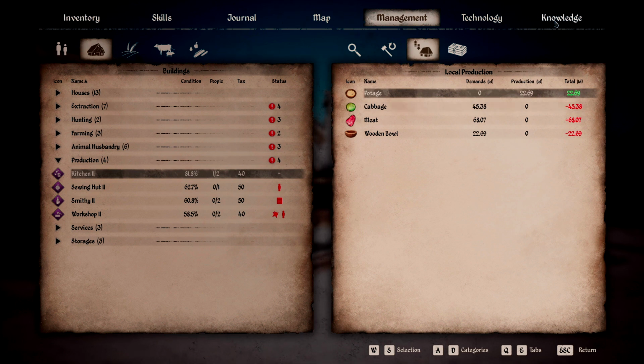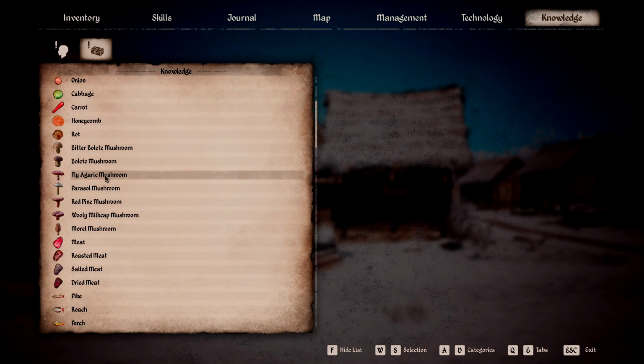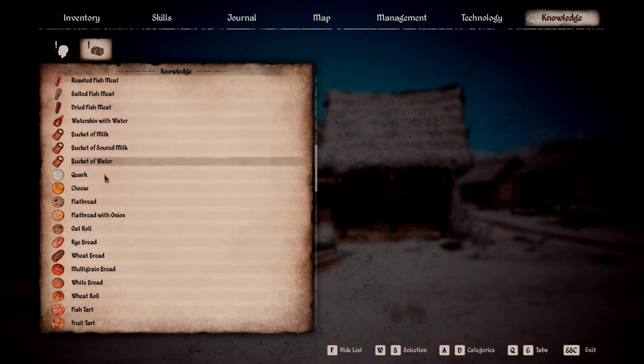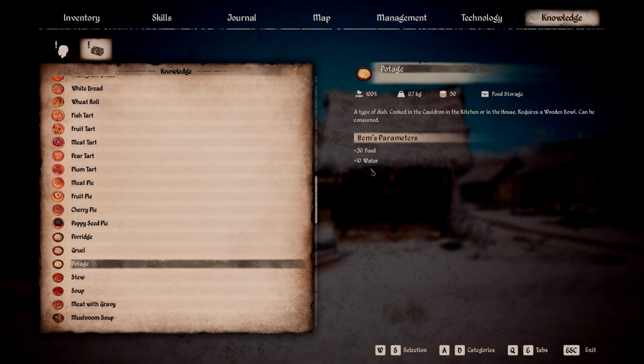And if I go to knowledge, there's this really helpful thing here that has all this information about all the different things. So if we go to consumable, we'll find potage. There we are. We can see that this supplies 30 points of food and 10 points of water. So I could take that number and multiply it by this, and I know that's how much it's going to satisfy their demands.